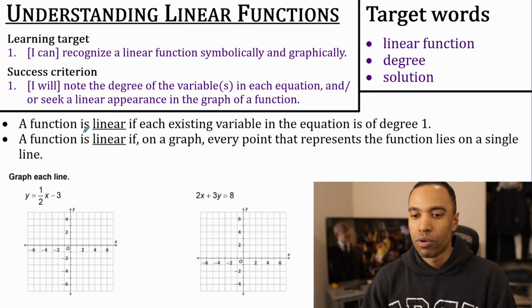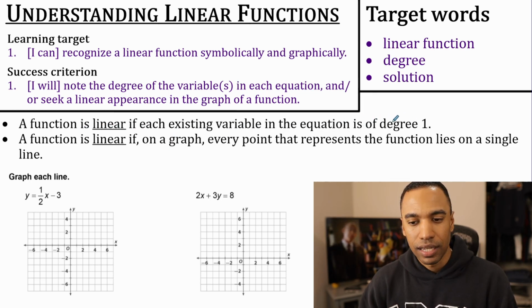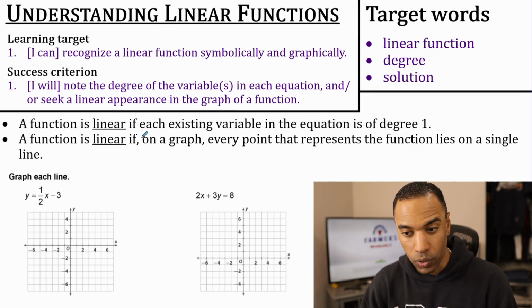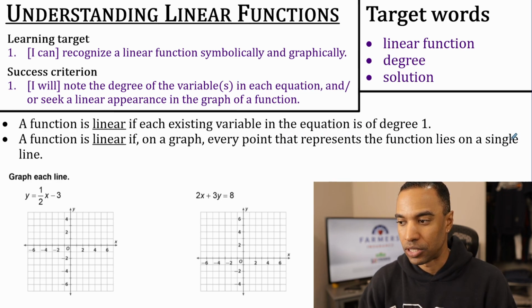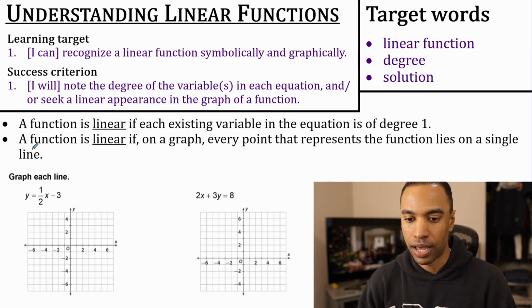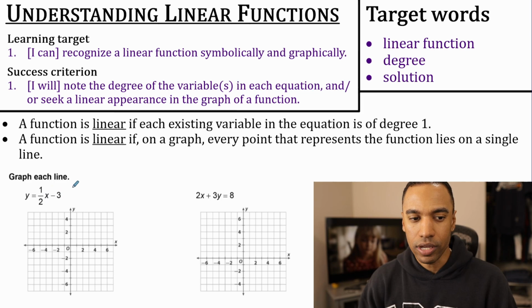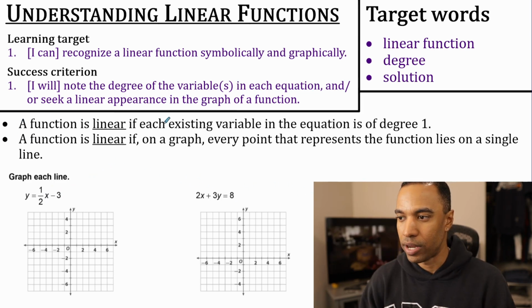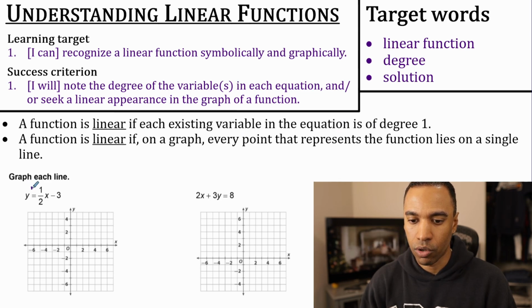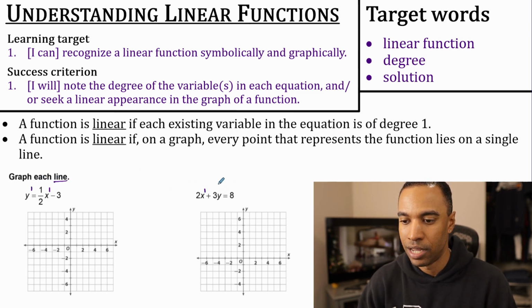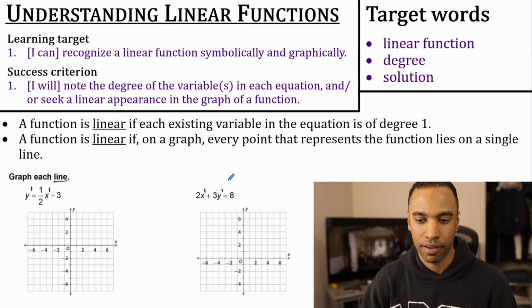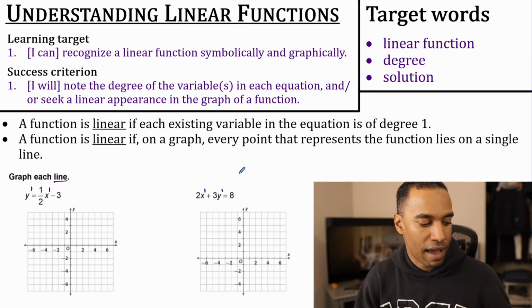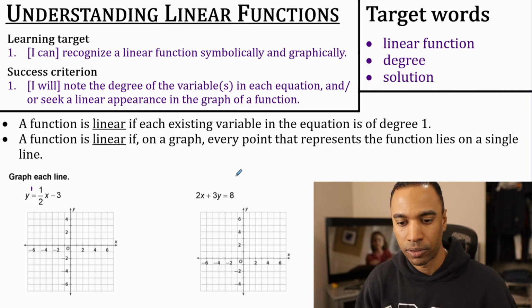Okay, remember, degree 1 is if it's linear. A function is also linear if on a graph every point that represents the function lies on a single line. So keep in mind when we look at both of these equations here, the reason why I reintroduced this bullet point right here, degree 1, is to make sure that you know that when we graph these 2 things, they actually are lines. It actually is linear. These are of degree 1. These are linear functions.